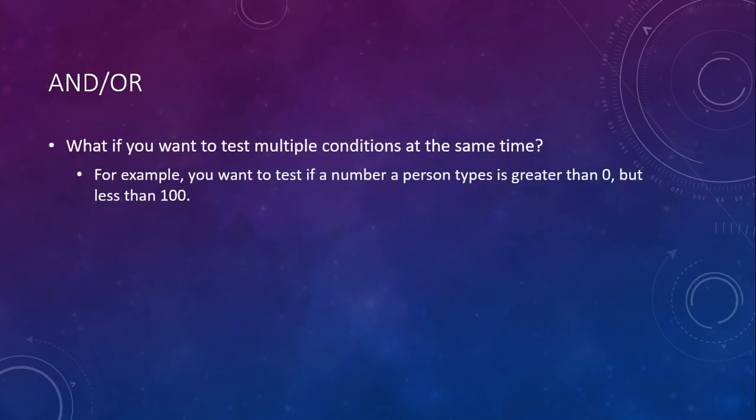All right, now those examples are pretty easy to see, but a lot of times we're not testing simply for one thing. We have to test for multiple things, and that's where we get into using and or. So what happens if we want to test for those multiple conditions at the same time? For example, if I want to test to see if a number is greater than 0, but is less than 100. That's a perfectly reasonable example.